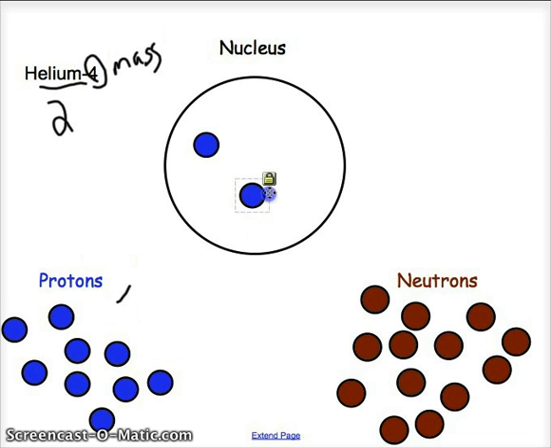Now, how can we make the mass number equal to 4? Mass number is the sum of protons and neutrons added together. We already have 2 protons, so we only need 2 neutrons.